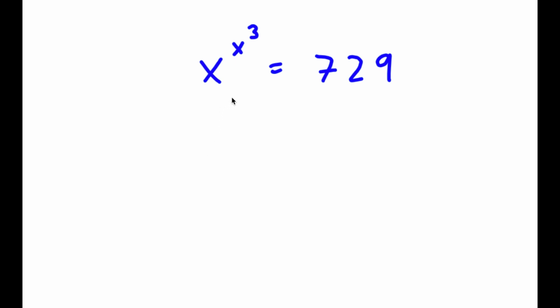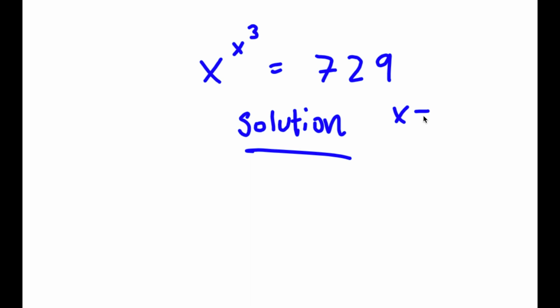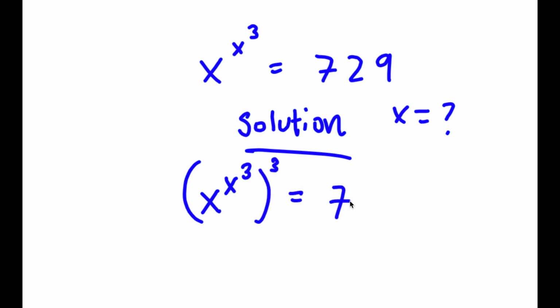Alright, so in this problem, I have x to the power of x to the power of 3 is equal to 729. So for my solution, I obviously want to find the value of x. So I'm going to start by taking the power of 3 on both sides. So now I have x to the power of x to the power of 3, to the power of 3, is equal to 729 to the power of 3.